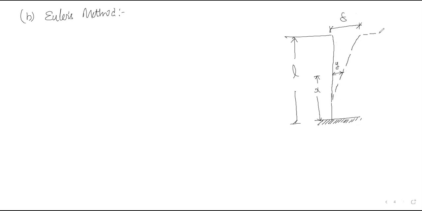Now the load is acting at some eccentricity E. Earlier we noted that pi squared EI by LE squared is the formula. Now the formula is going to change when the eccentricity of the load is to be considered, so let us discuss it. Here the point B, this one is A.